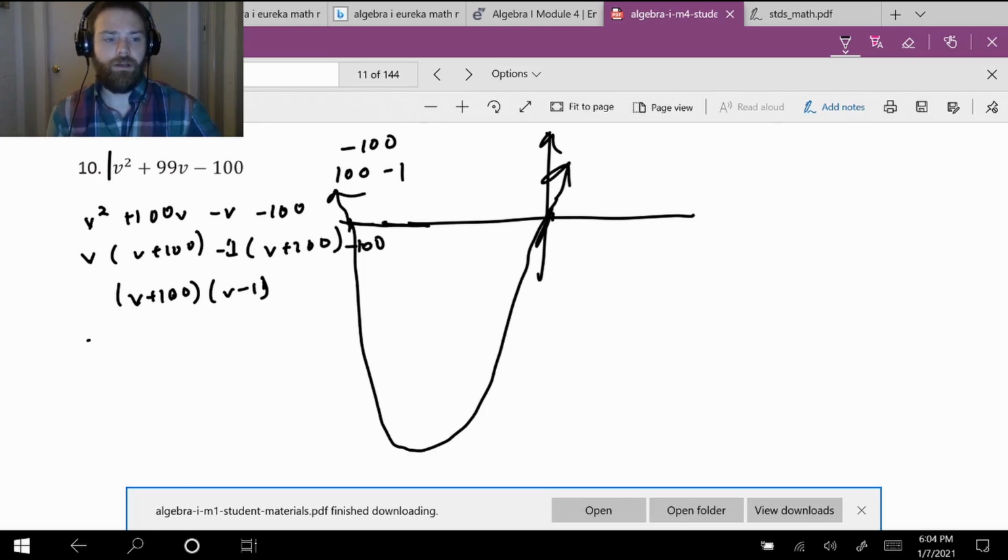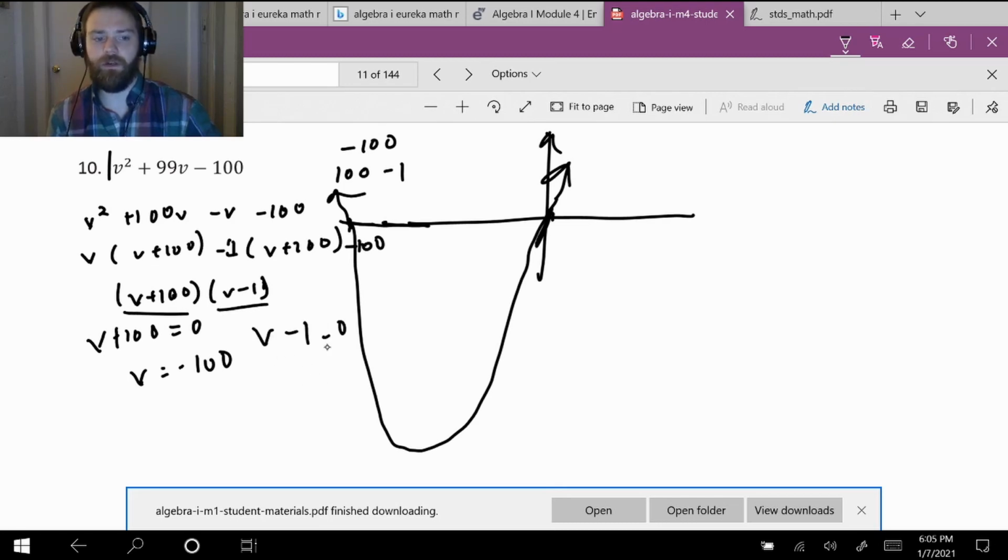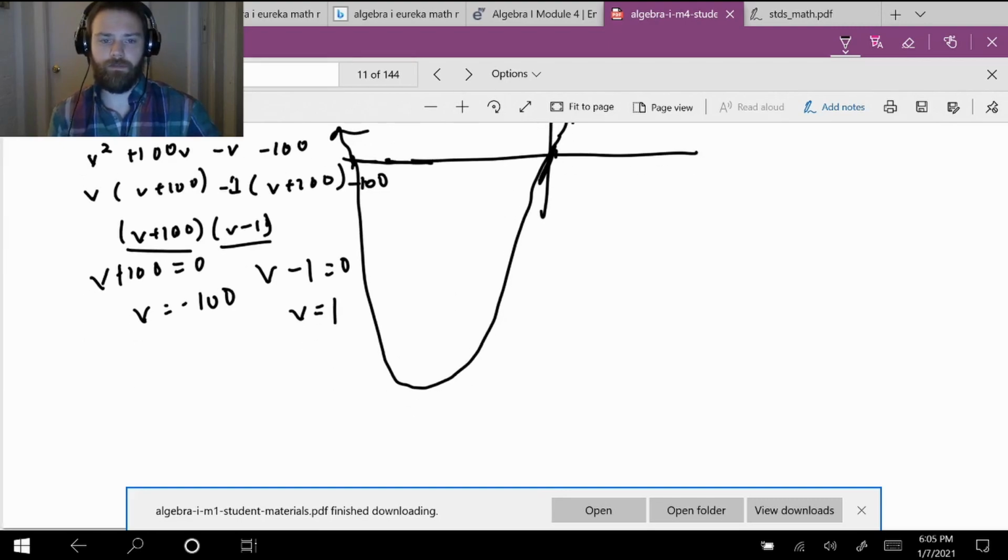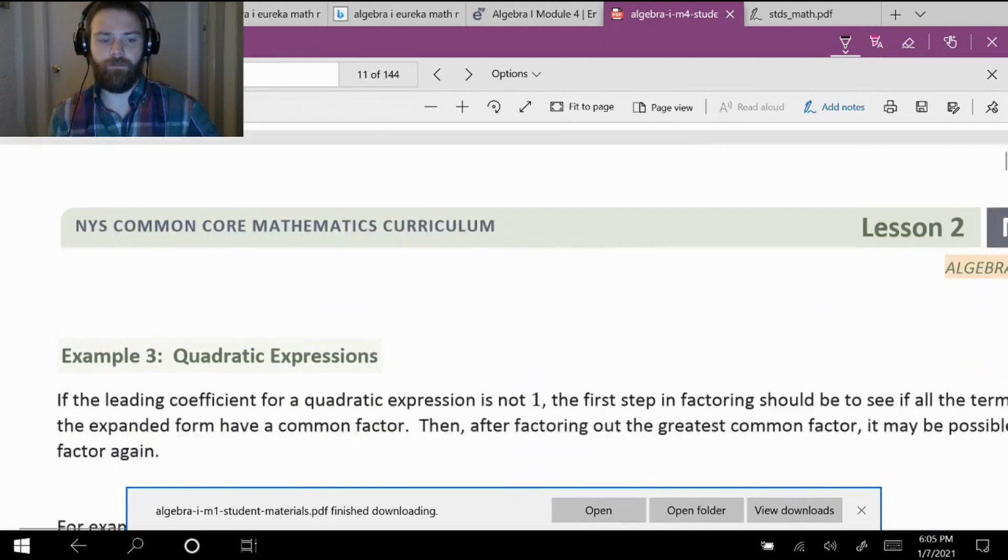Okay, v plus 100, I'm showing you those roots, equals 0. So I got v equals negative 100 from setting this part equal to 0, and then v minus 1, I set that equal to 0, and I got v equals 1. And that's where those things are coming from.